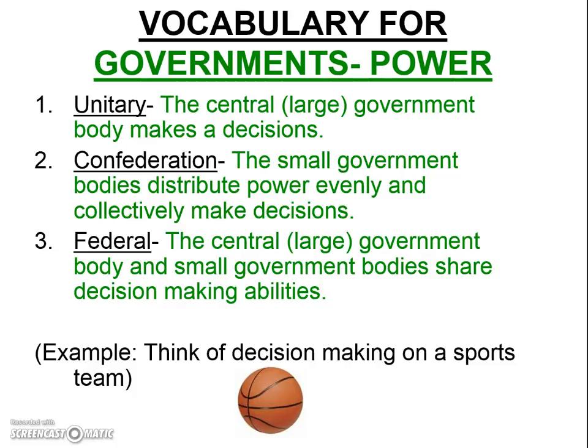In a unitary system, the coach would be making all of the decisions. He would be making the decisions about who plays, he would be making the decisions about what plays are run, and he would be making all of the decisions about what goes on in practice. Most sports teams have a unitary type of power structure in that the coach makes the decisions for what the smaller government bodies, the players, do in regards to the games and practices.